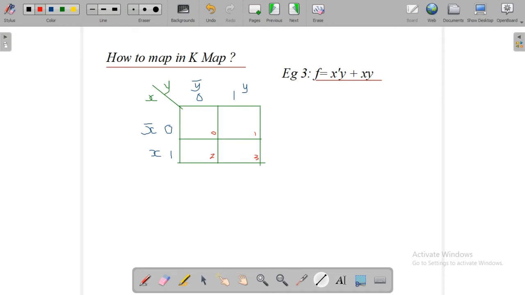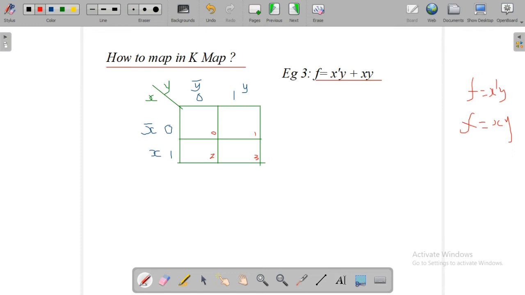Here we are continuing the same how to map in KMap. In the previous class video, we discussed two examples about the mapping. Here is the third example. The first example we discussed was f equal to x dash y, and in the second example we discussed f equal to xy. So this third example I have taken as x dash y plus xy.